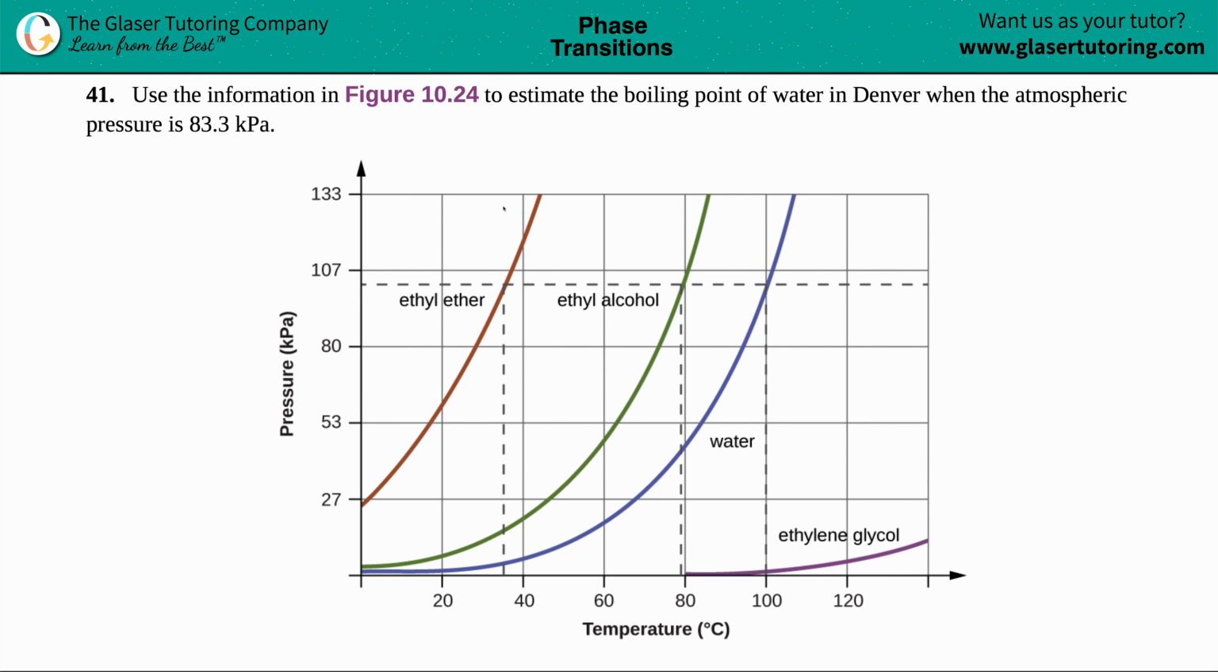41. Use the information in figure 10.24 to estimate the boiling point of water in Denver when the atmospheric pressure is 83.3 kilopascals. Okay, so I pulled up figure 10.24, and we just have to use this to find the boiling point of water at 83.3 kilopascals, which is in Denver.